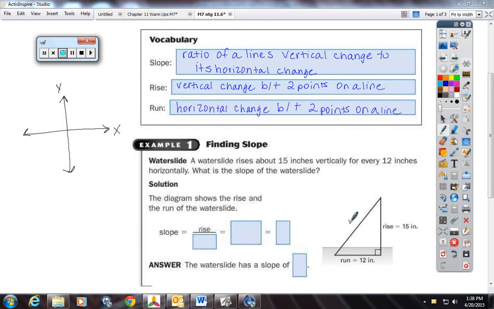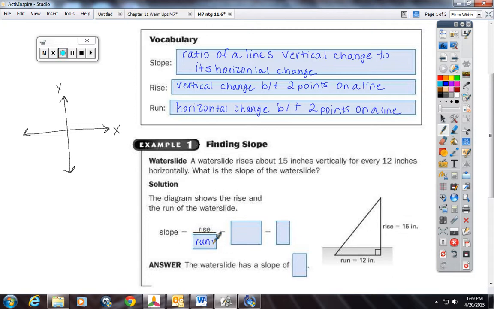Alright, so there are the vocabulary words, and then we're going to continue with the example and finding the slope. So they tell us, and do you think it matters which number we put on top and which number we put on bottom? Yes, it does. So we always put the number that represents y on the top and the number that represents x on the bottom. Y is the vertical change, x is the horizontal change. Okay, so we call it the slope equals the rise over the run.